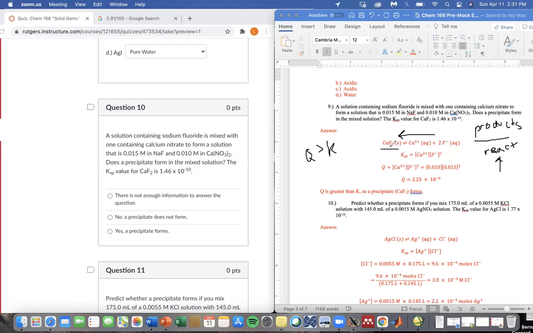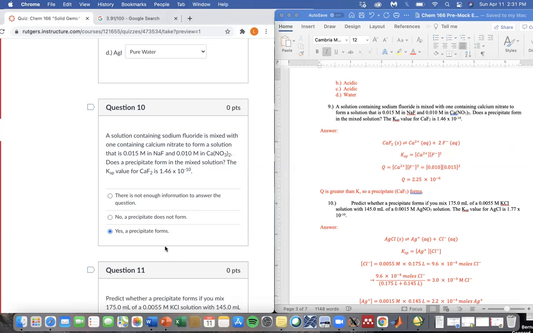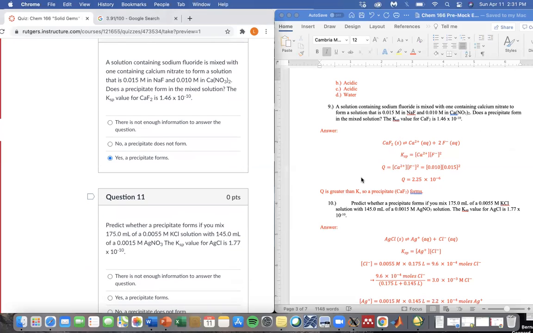And in this case, towards your reactants would mean that CaF2, which is the only solid, which is the precipitate, will form. Do you have any questions about that one? So the answer was yes, the precipitate forms. Do you have any questions about that one, or does that make sense?